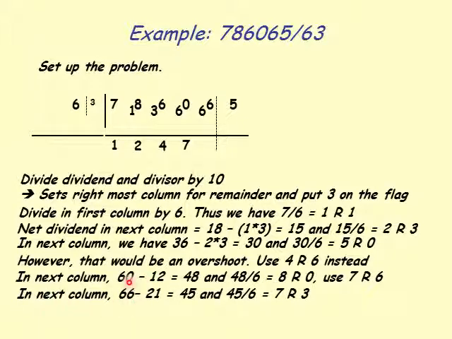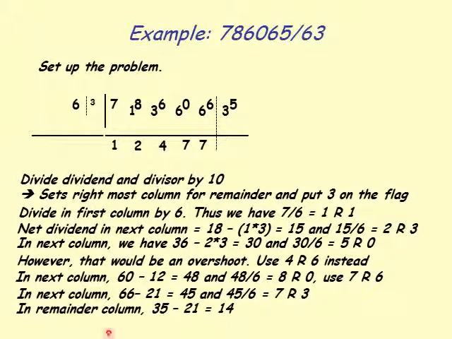So in the next column, we have 66 minus 21, which is 45. 66 here, 7 times 3 is 21, the adjustment, a negative there. 45 is the net dividend. We divide 45 by 6, I got 7, remainder 3. Let's continue here. So I got 7, remainder 3.